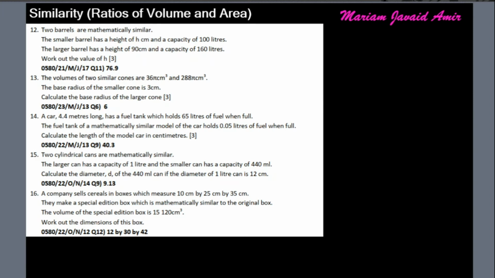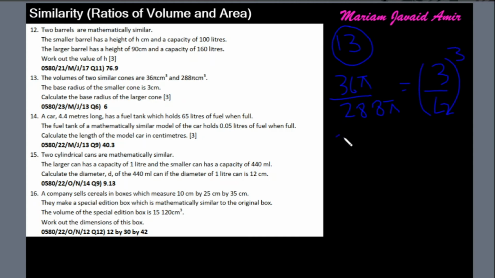Okay, question 13. Volumes of two similar cones are 36 pi and 288 pi centimeter cube. So 36 pi over 288 pi, V1 over V2, equals (L1 over L2) whole cube. The base radius of the smaller cone is 3 centimeters. Calculate the base radius of the larger cone.